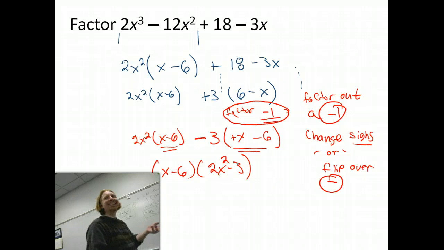Okay, cool. That's okay. So we're good there now. We've got that guy completely factored out. And again, the new twist on this is right here with going from 6 minus x to x minus 6.